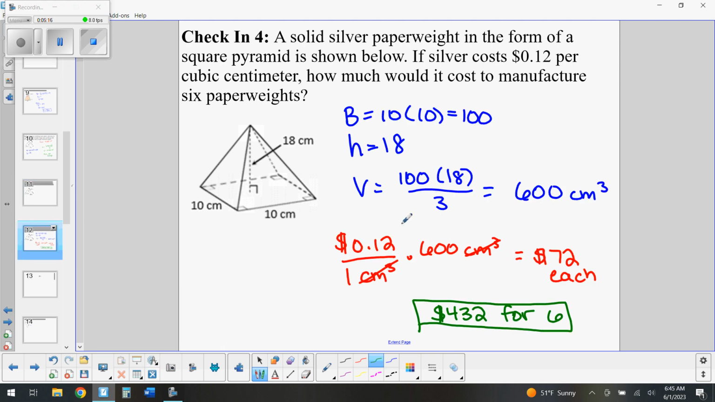All right, so for this one, we find the volume is 600 cubic centimeters. If it's 12 cents per cubic centimeter, we would multiply that by 12, so each one is $72. And if there are 6 of them, I multiply that by 6.